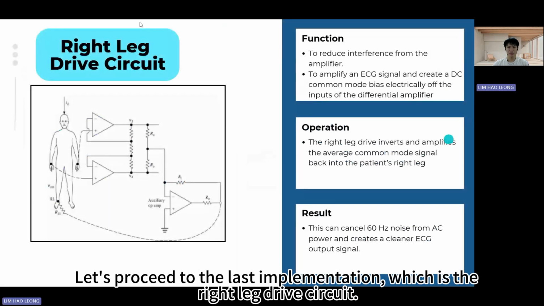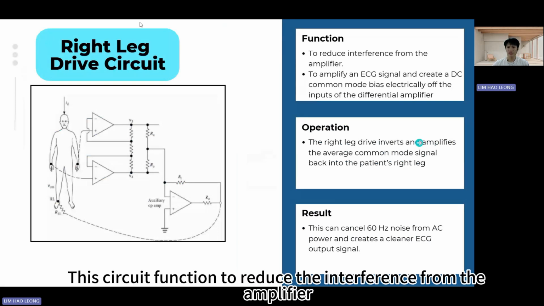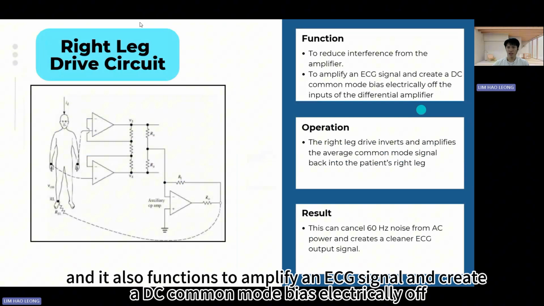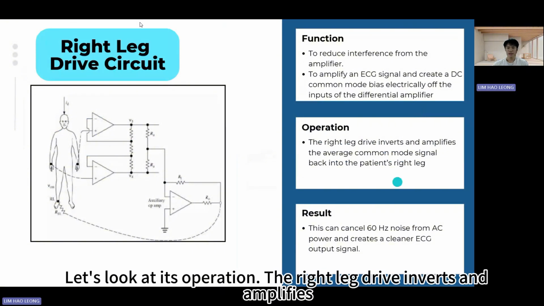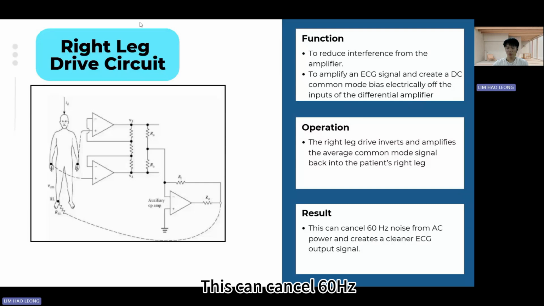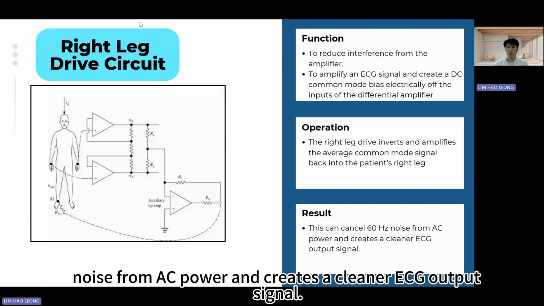Lastly, let's proceed to the last implementation, which is the right leg drive circuit. This circuit functions to reduce the interference from the amplifier, and it also functions to amplify an ECG signal and create a DC common mode bias electrically off the inputs of the differential amplifier. Let's look at its operation. The right leg drive inverts and amplifies the average common mode signal back into the patient's right leg. This can cancel 60 Hz noise from the AC power and creates a cleaner ECG output signal.